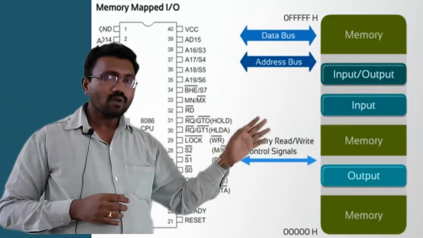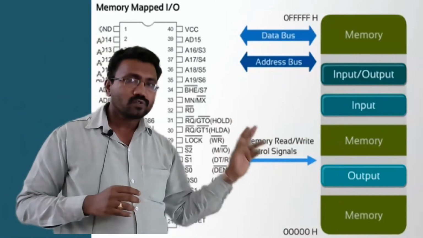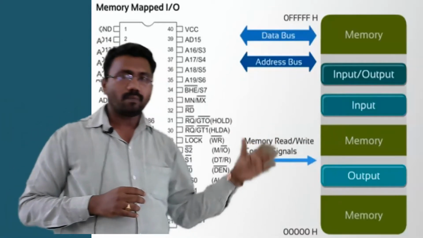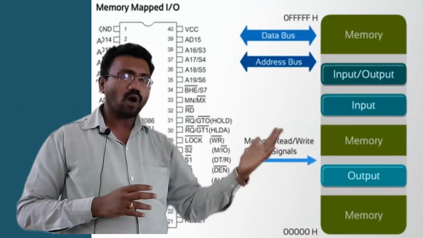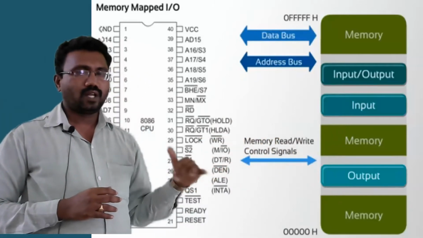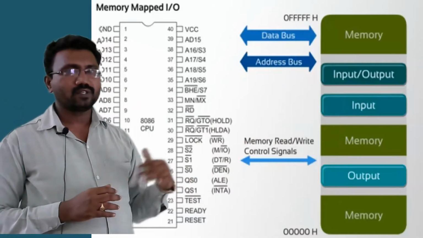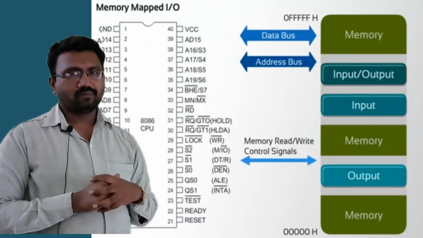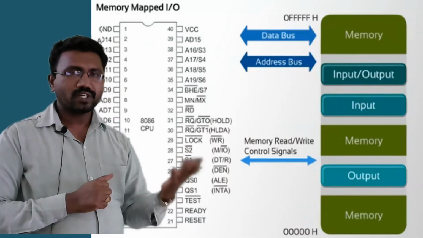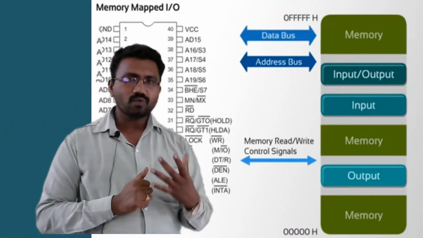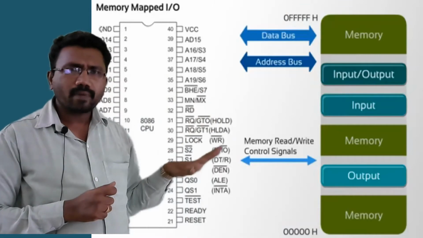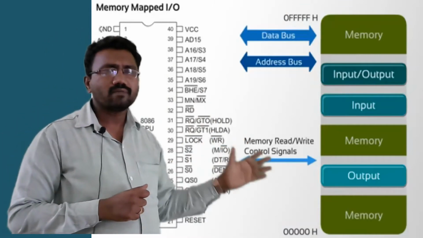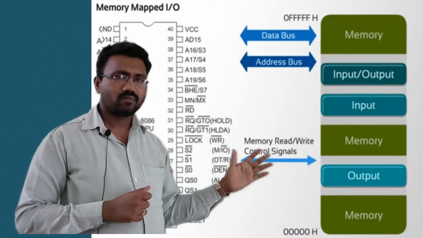In memory mapped IO, the same control lines are used to specify memory operations or IO operations. The memory read and write control lines indicate either IO or memory operations, depending on the M/IO pin. If the M/IO pin is 1, it indicates memory operations. If it is 0, it indicates IO operations. The main point is that in memory mapped IO, control lines are common for memory and IO operations.